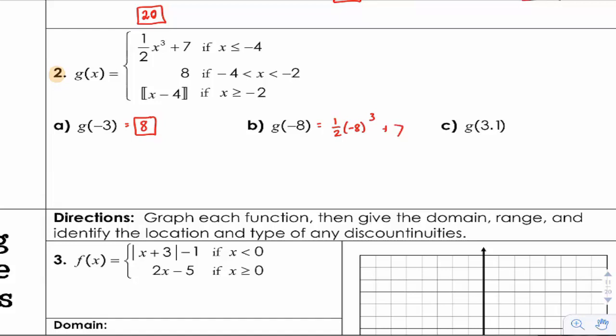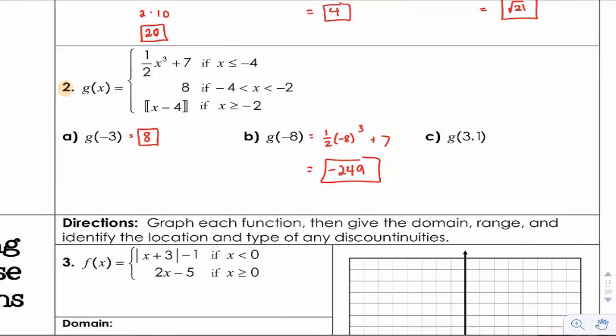In this case, all we need to do is bust your calculator out to figure out the -8 cubed times 1/2. I'm doing that right now on my calculator. So here we go, we got 0.5, and then it's -8 to the 3rd plus 7. In this case, I'm going to get -249.